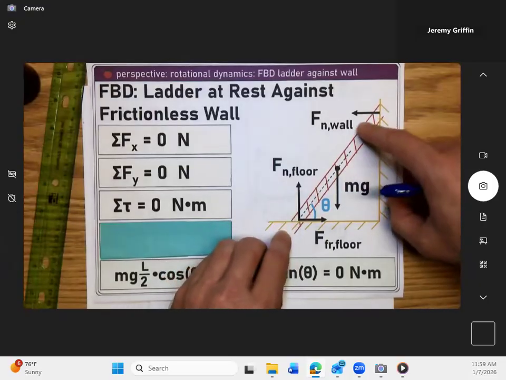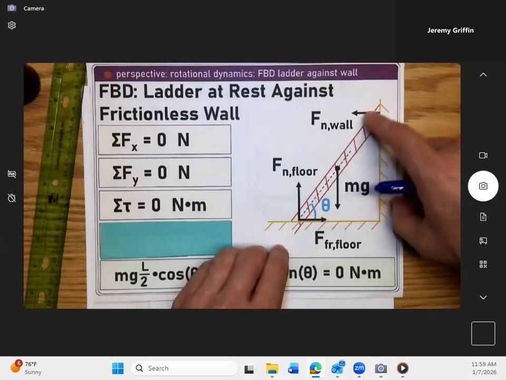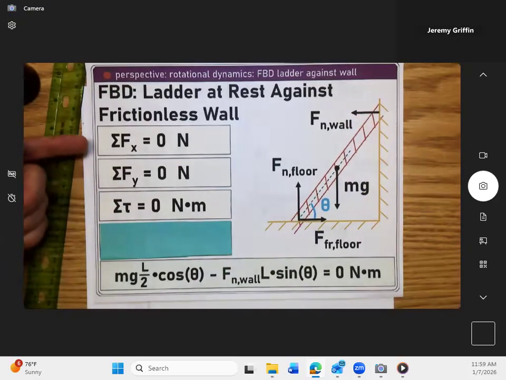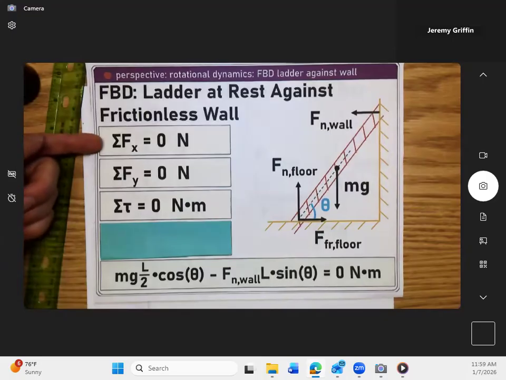So those are vertical forces. But what about horizontal? Now the wall is pushing the ladder to the left, but the friction is holding the ladder back in check to the right. And those also zero out, and that's your horizontal force condition right here.